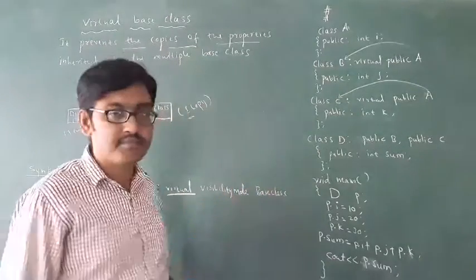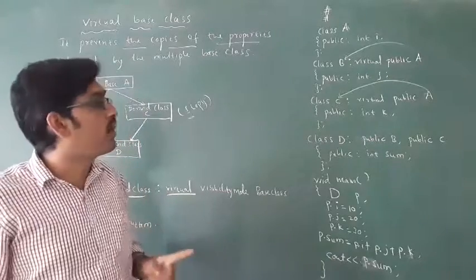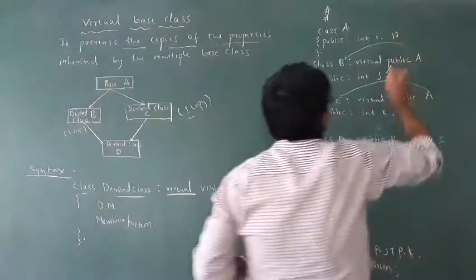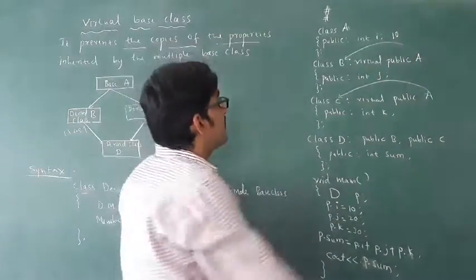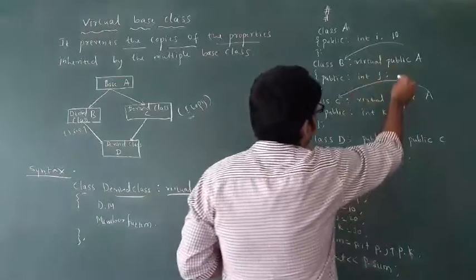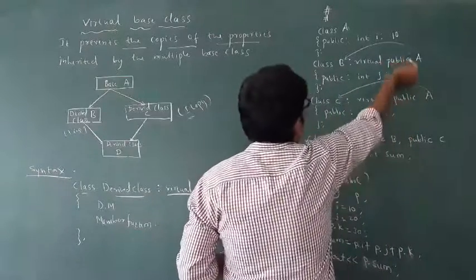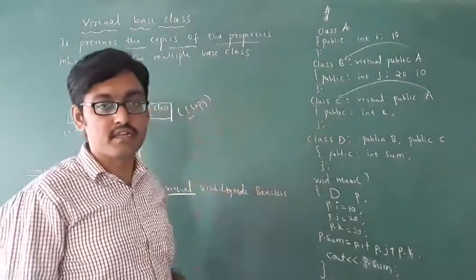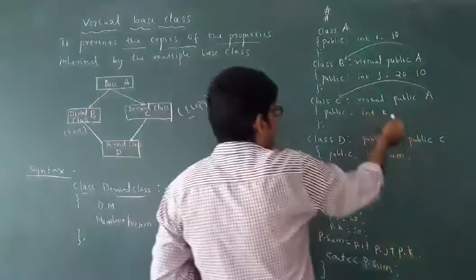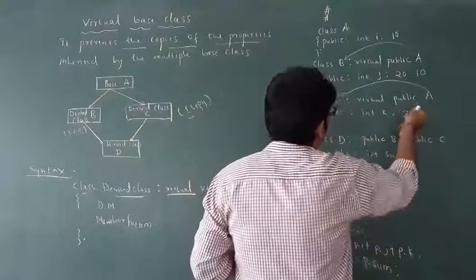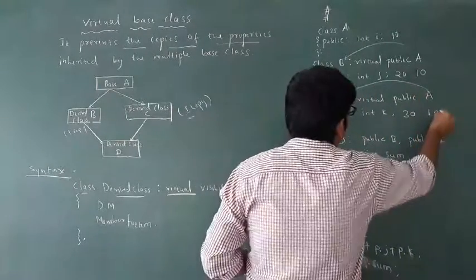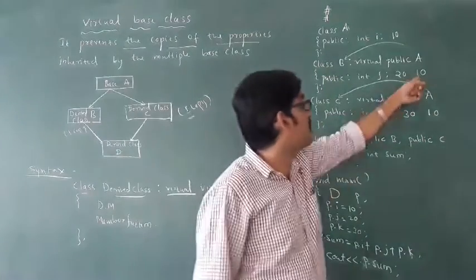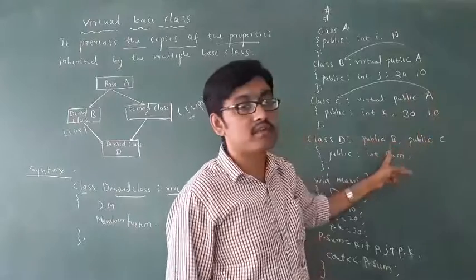See, what will happen here? First, int i, what value have I taken? I have taken 10. Then j, I have taken 20, and along with this the virtual A class properties come, so 20 and 10 come here. Then k, I have taken 30. If you want to avoid these two copies, getting 10 at a time means you are getting an error.